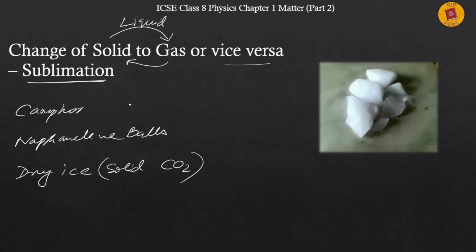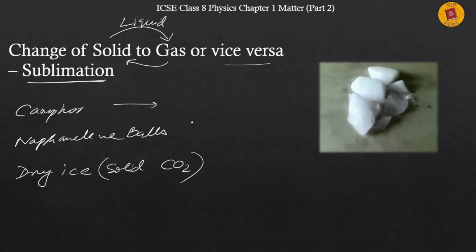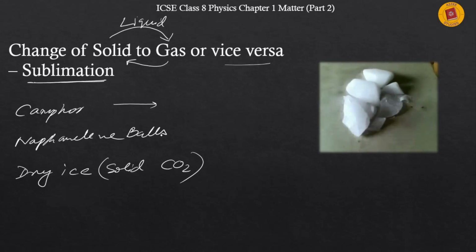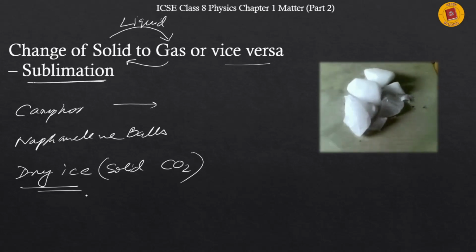Okay. So if you heat camphor, you will see that it does not melt but changes to gas directly. Naphthalene also, if you keep naphthalene balls in the cupboard, you will see that its size gets reduced but you won't be seeing any liquid form of naphthalene. Why does the size reduce? It gets converted to its gaseous state, it sublimes. The same is dry ice.